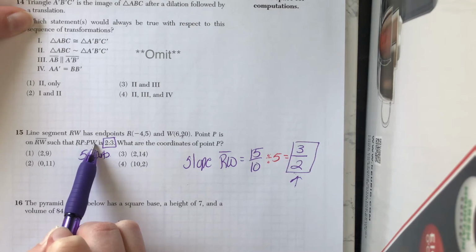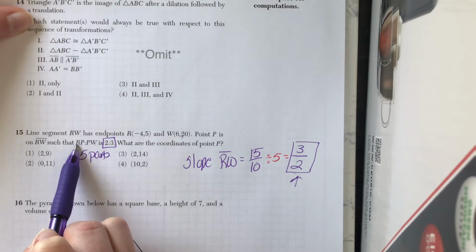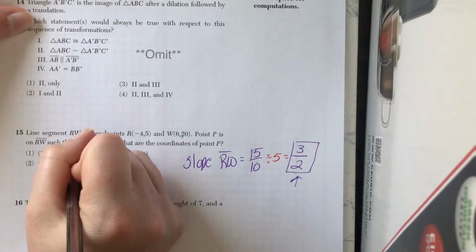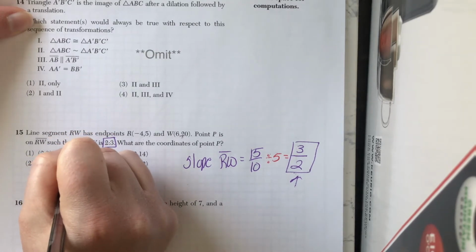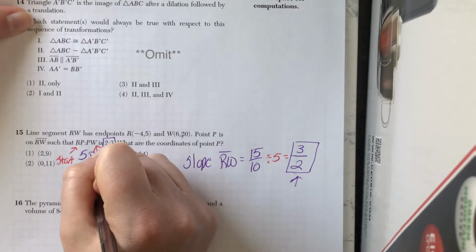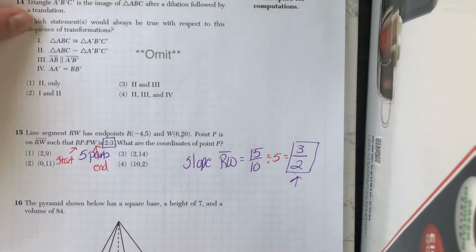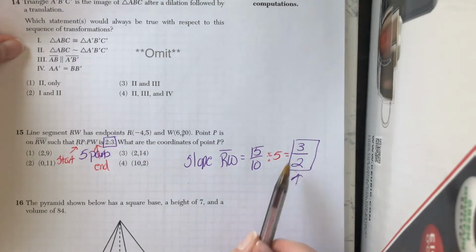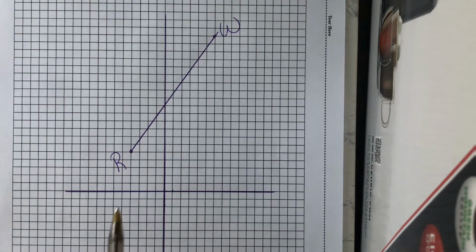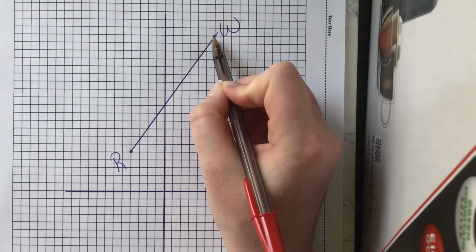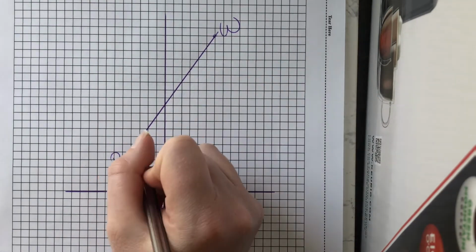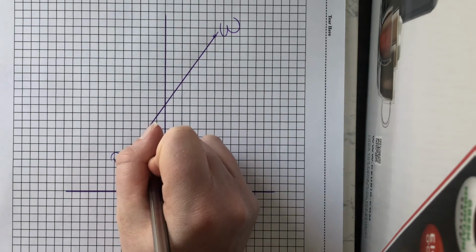All right, this is super important. I know that R is where I want to start, so I'm going to label that real quick. And I know that W is where I'm going to end up. So when I start plotting this new slope of 3 over 2, I know that I want to start at R and move my way towards W. So again, I'm going to rise 3 and run 2 and plot that point.